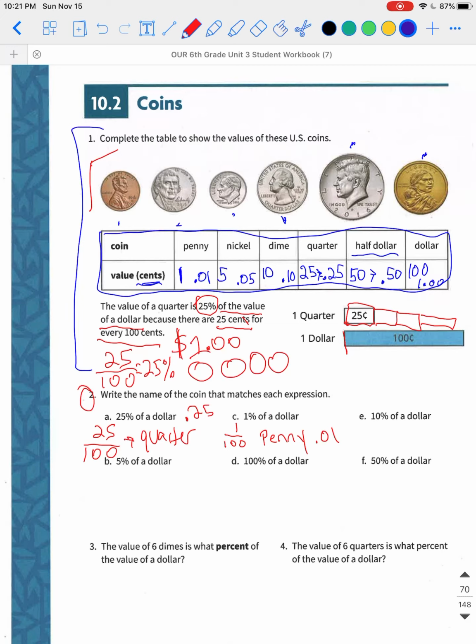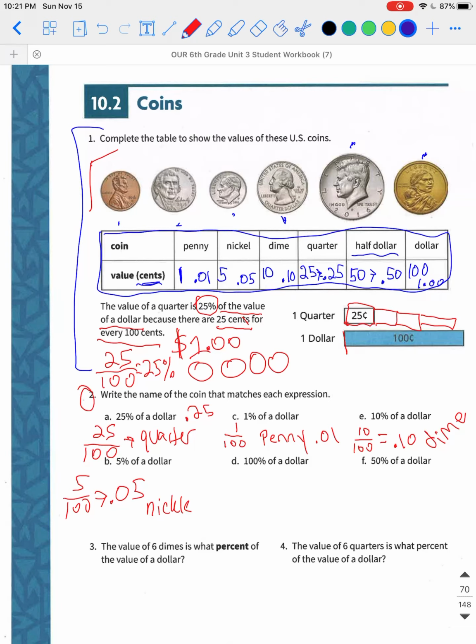10% of a dollar. What do you think? Which one is 10% of a dollar? Look back up here at our chart. 10% of a dollar is going to be 10 over 100, or 0.10, which is our dime. 5% of a dollar, we write that as 5 over 100, or 0.05, and that is our nickel.